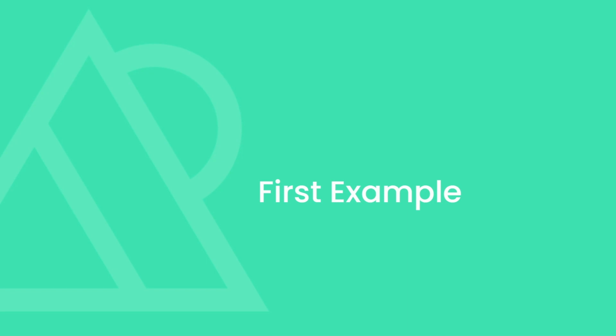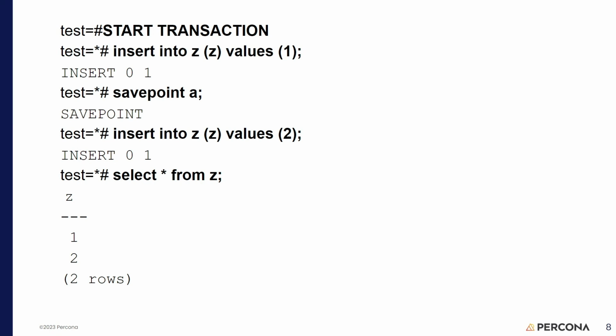Okay, our first example. And fortunately, this isn't a simple example, but it's a good example, I hope you think. We're going to start a transaction, and you have to type start transaction. And insert into Z. This is a table I made up that has one column named Z. That's an integer. We're going to insert a value of 1. And of course, the database comes back and says, yeah, I've inserted one row.